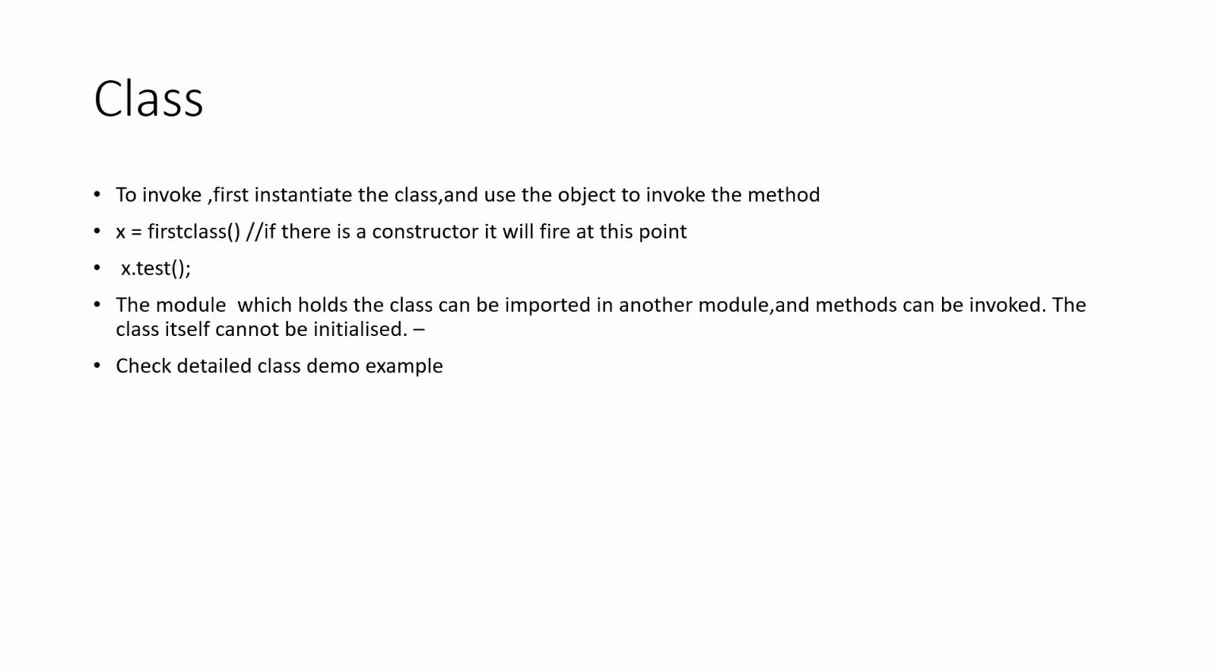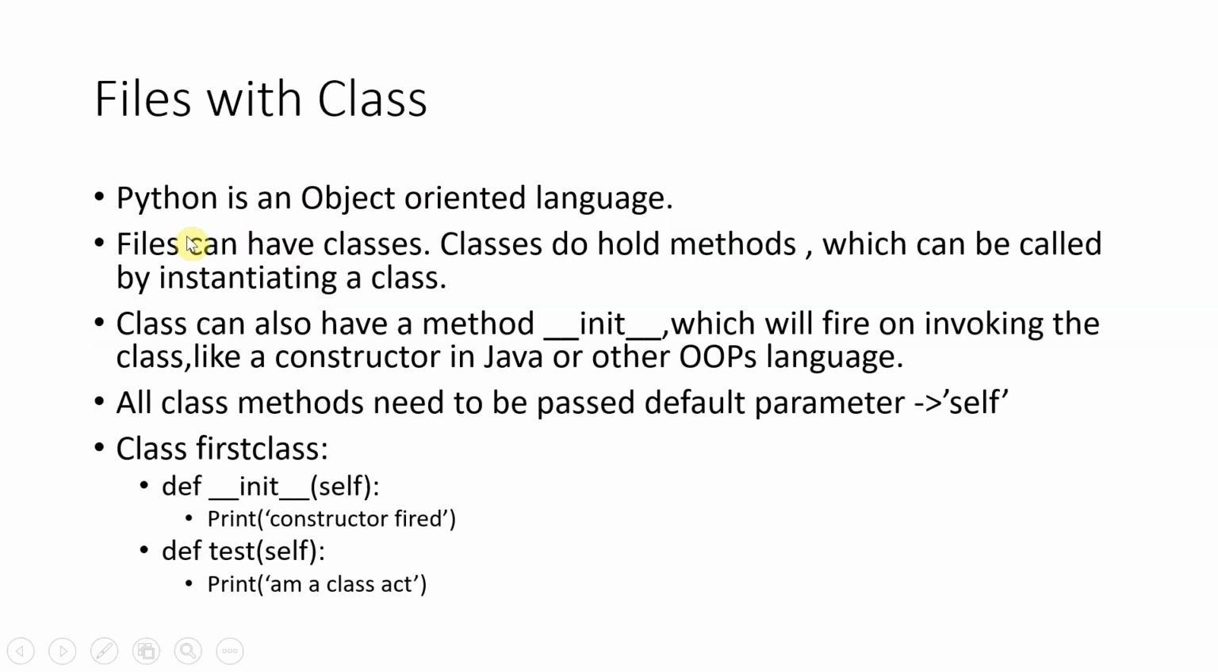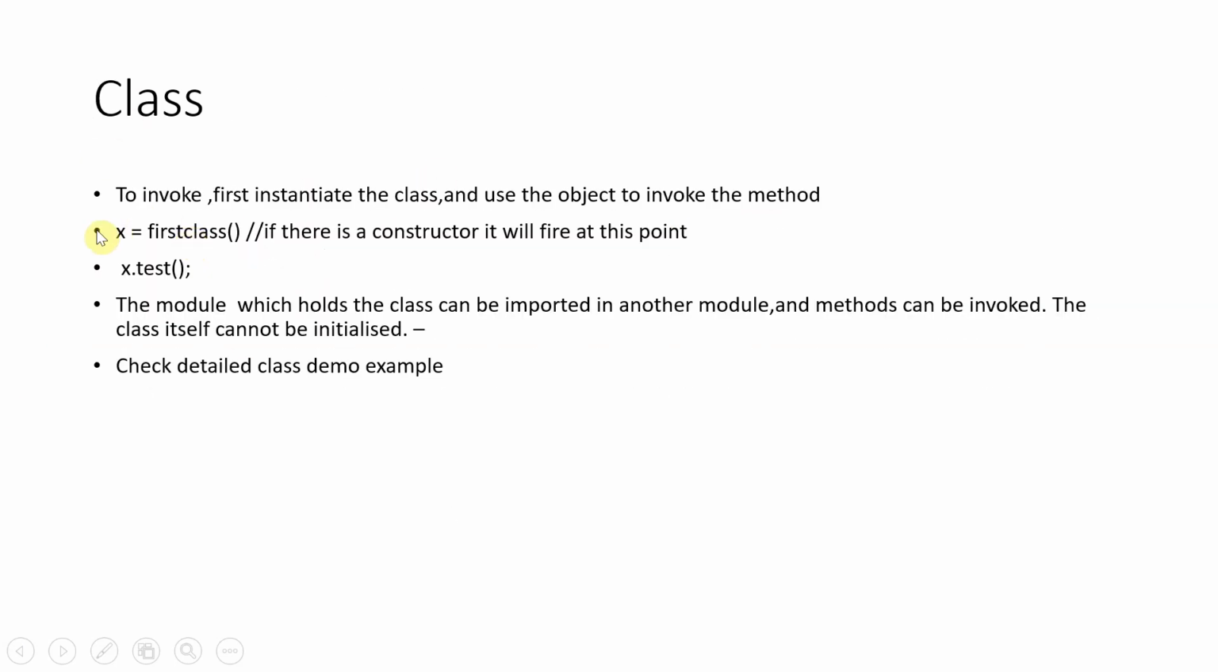So how do we invoke a class? First instantiate the class and use the object. So here if you see, we have a first class, right? So how do we invoke? We say x equal to first class. The moment you run this, your init method will run if you have an init method. Otherwise the object will get created. And any object property or method, like say x.test that we have here, can be executed.